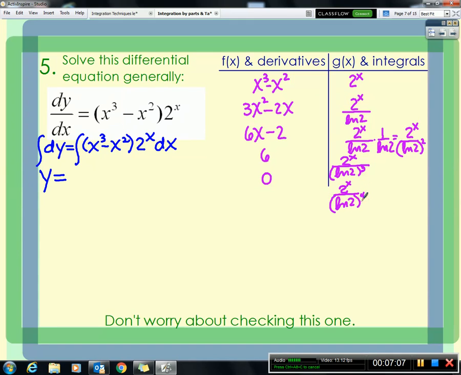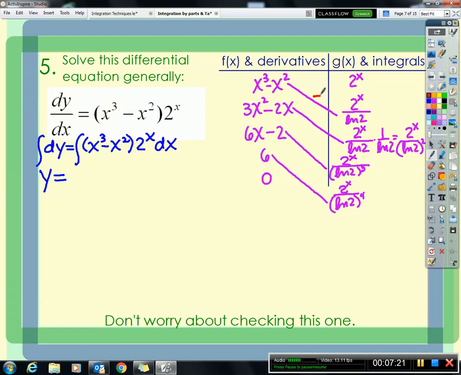So let me make sure and connect correctly here. So I'm going to say 1, 2, 3, and then 4. And let me go ahead and remind you that we start with addition, go to subtraction, back to addition, back to subtraction. So now I'm going to fill in what I know about my answer. So I'm going to say the first term is 2 to the x over ln 2 times x cubed minus x squared. So I've got this one done.